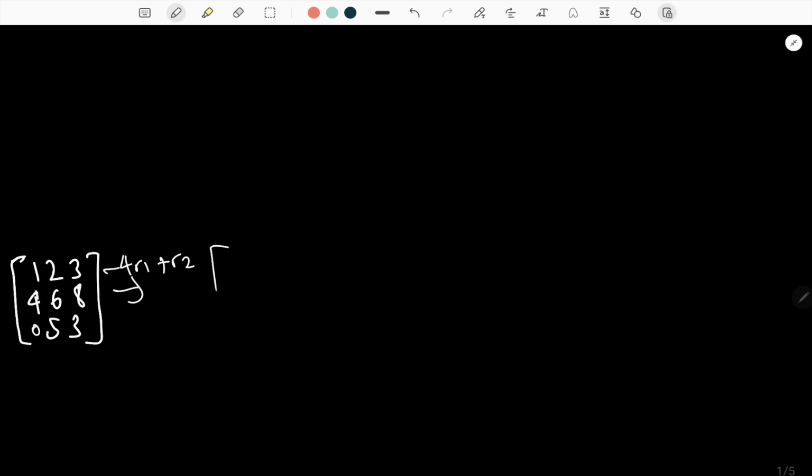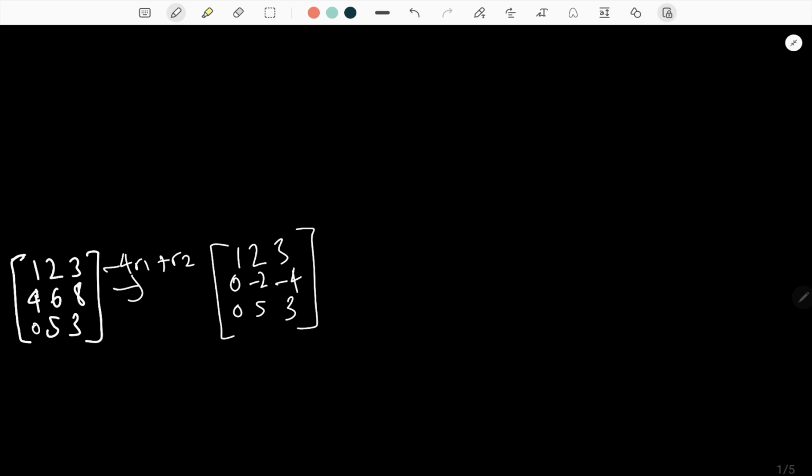So we get, the first row will stay the same, second row is 4 minus 4, which is 0, 6 minus 8, which is minus 2, 8 minus 12, so minus 4, and then we have 0, 5, 3. Now we can see that the first pivot is fine, there's no number below it. So now moving on to the next pivot, which is minus 2, and below that is a 5.